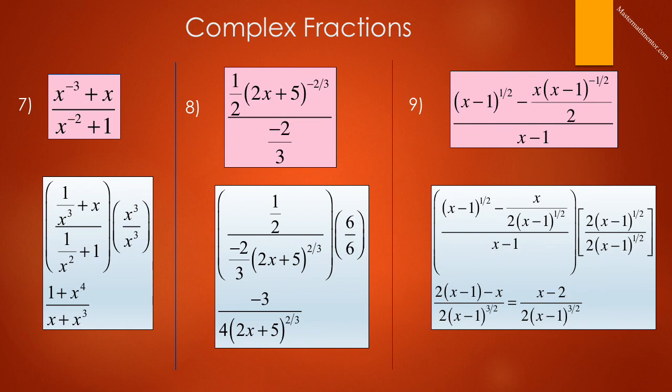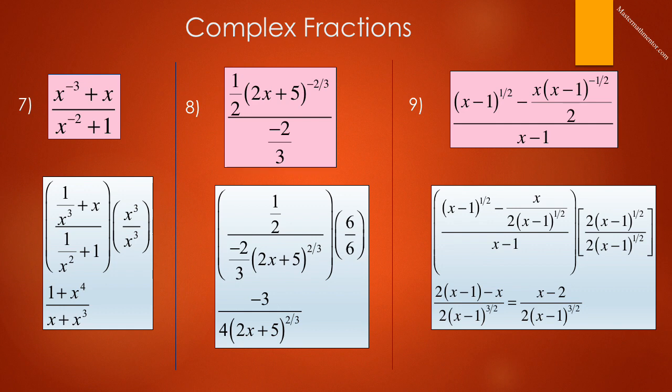Number 9 is a type of problem that you encounter in calculus all the time. x minus 1 to the 1/2 minus x times x minus 1 to the negative 1/2 all over 2, all divided by x minus 1. Since we have terms upstairs, we will have to write the x minus 1 to the negative 1/2 as x minus 1 to the 1/2 in the denominator of that term.